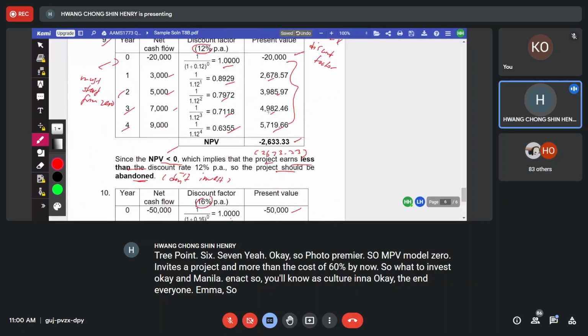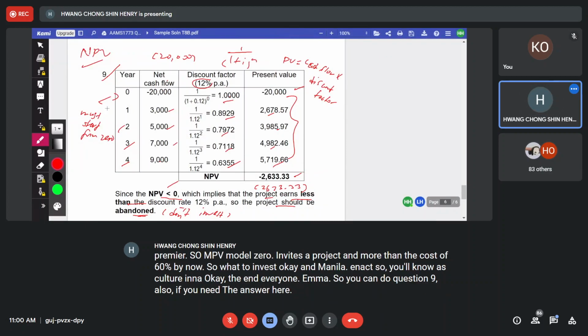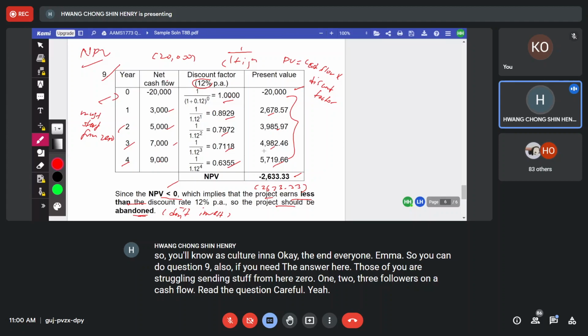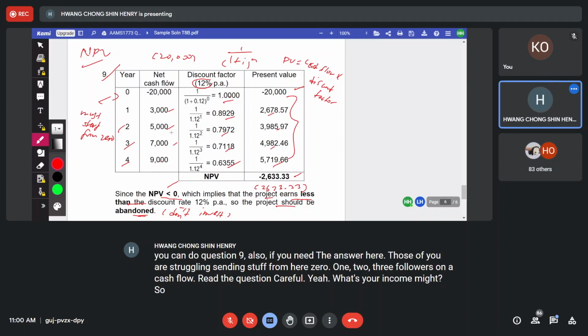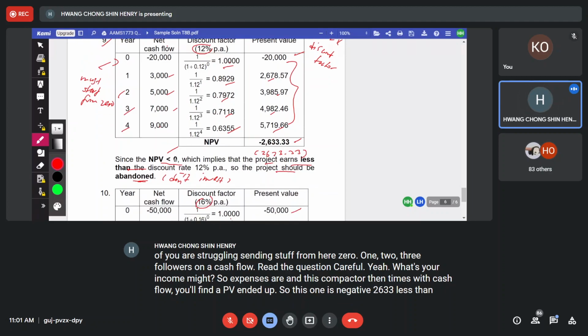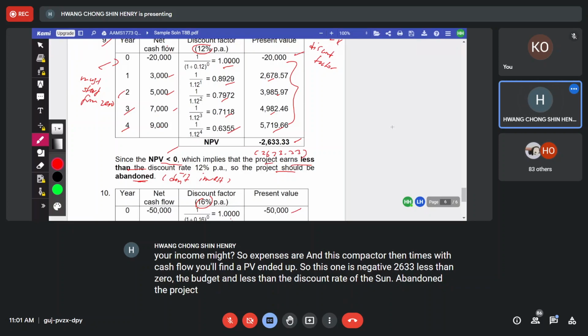So you can do question 9 also if you need the answer here, for those of you who are struggling. Same thing, start from year 0, 1, 2, 3, 4. This is your net cash flow. Read the question carefully. What is your income? What is your expenses? And discount factor. Then times with net cash flow, you find your PV, add it up. So this one is negative 2,633, less than 0. The project earned less than the discount rate, 12%. Abandon the project, don't invest. Okay, that's negative.